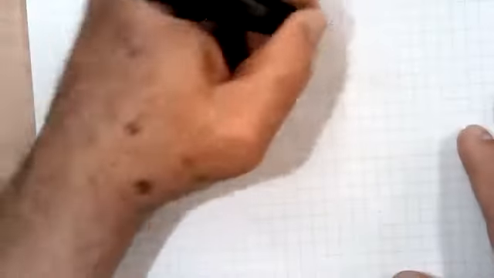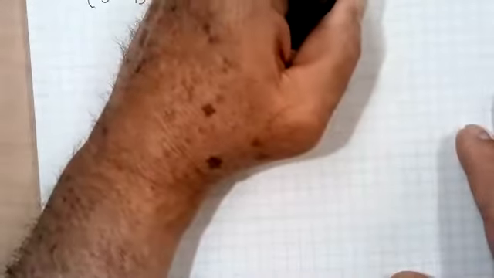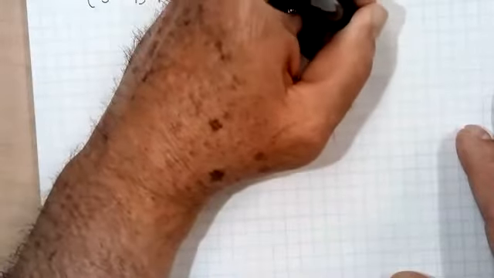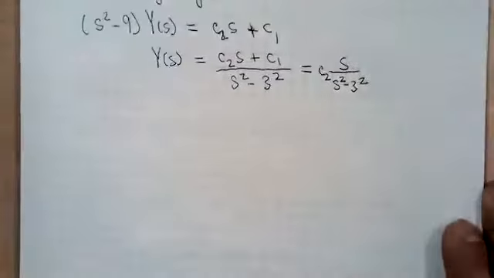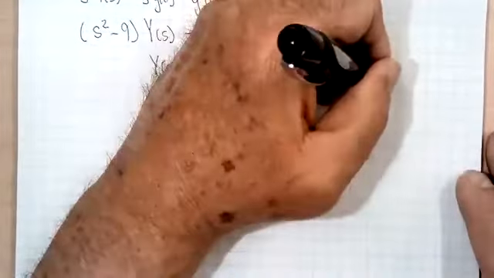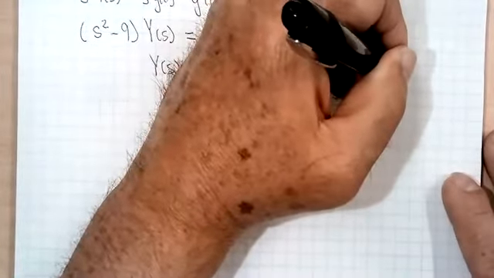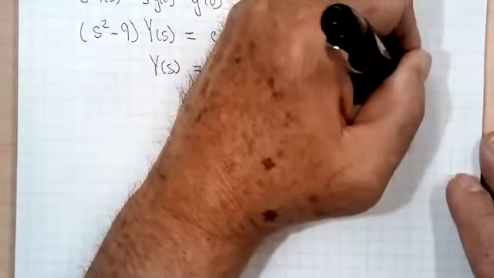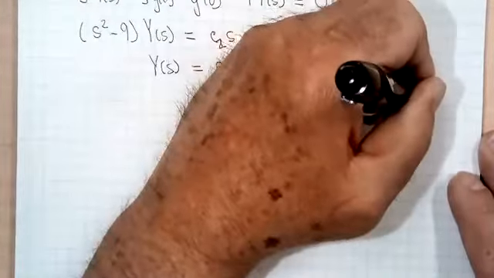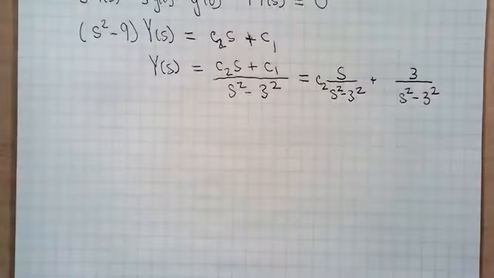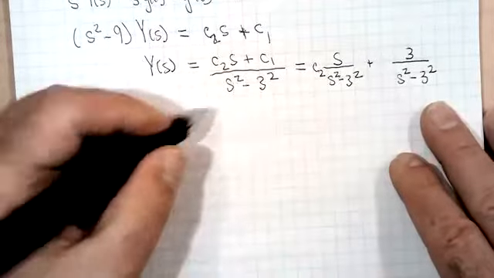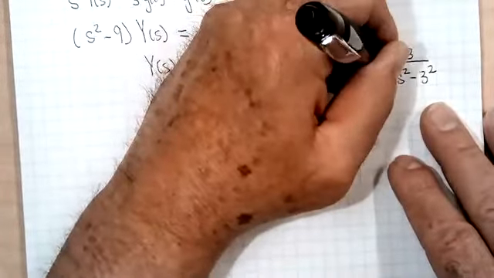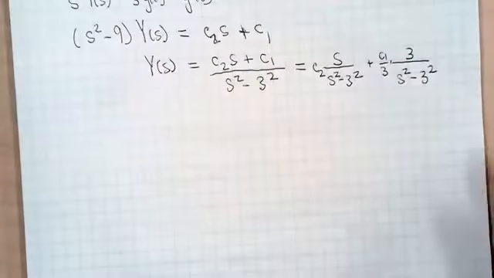We'll just split these. I'll write it this way: s over s squared minus 3 squared, and I'll write this C2 off to the side here, C2 times that. Plus, I would like this to say 3 over s squared minus 3 squared, because in this form, if you have s squared minus a squared, you want an a on the top. Now, I can get that easily enough. It already had a C1, so I just have C1 divided by 3. So those 3's cancel.